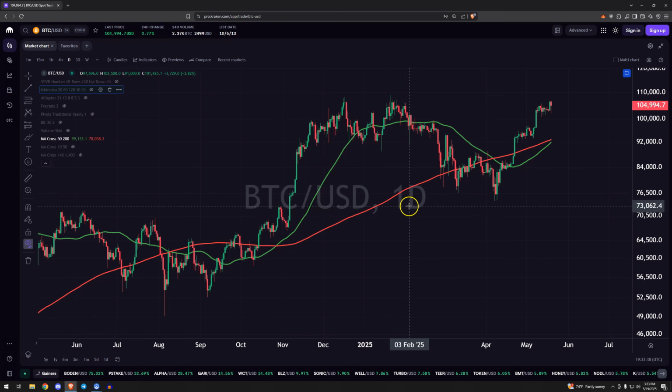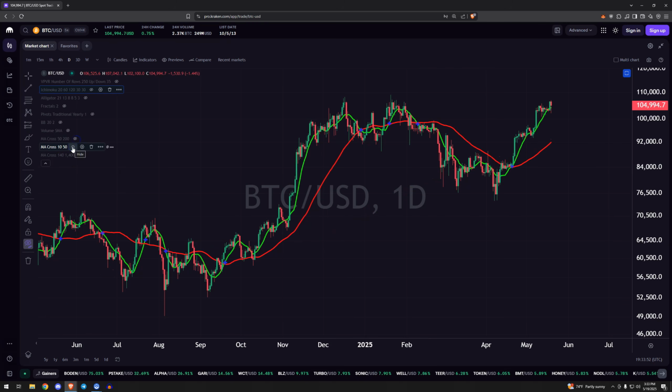The 200 is basically a litmus test. If you're above, you're bullish. If you're below, you're bearish. And so it's always helpful to know what side of the 50 and the 200 you are on.